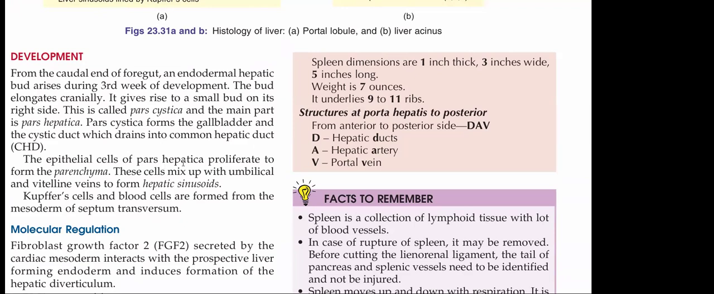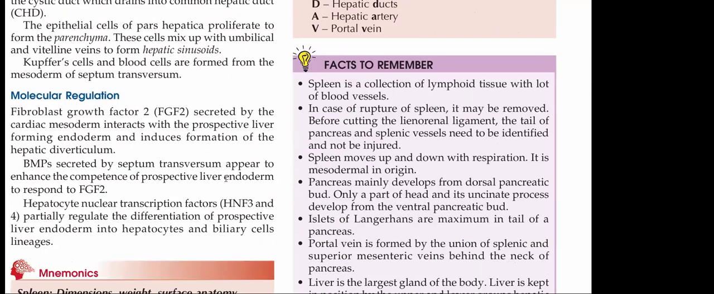Epithelial cells of the pars hepatica proliferate to form the parenchyma. These cells mix up with umbilical and vitelline veins to form hepatic sinusoids. Kupffer cells and blood cells are formed from the mesoderm of the septum transversum.